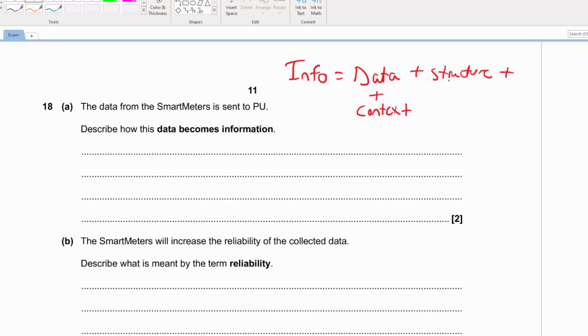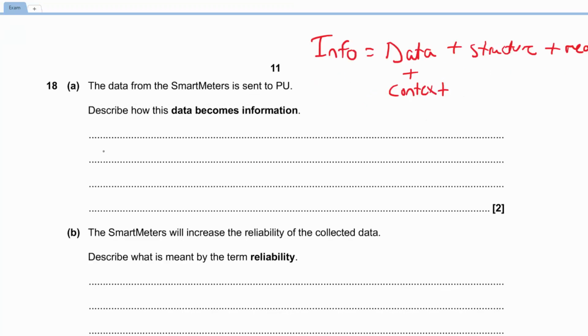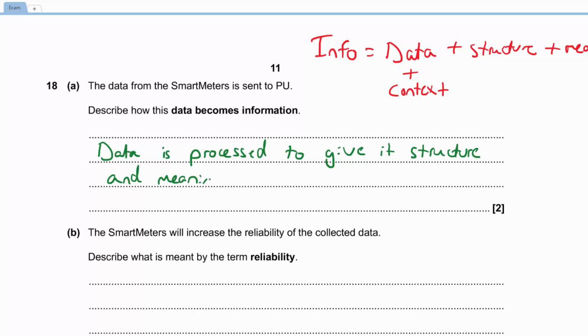So any one of these three, or all of them, will cause it to go from data, just these raw unprocessed facts, to information which has this context and meaning and structure. So let's just say the data is processed to add structure and meaning. We could also say adding context as well. Context being just background information, right? So you look at the numbers and go, okay, well that is somebody's electricity reading. Whereas before, if it's just a number on a page, we don't know what it refers to.